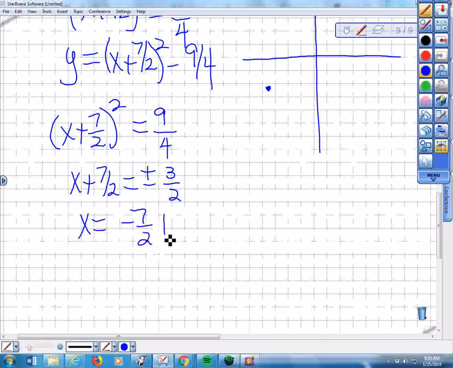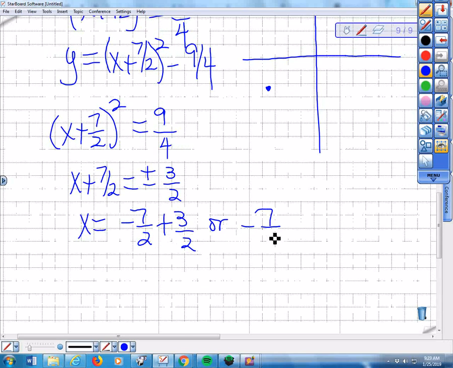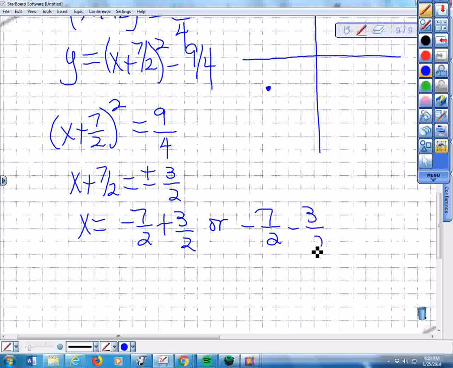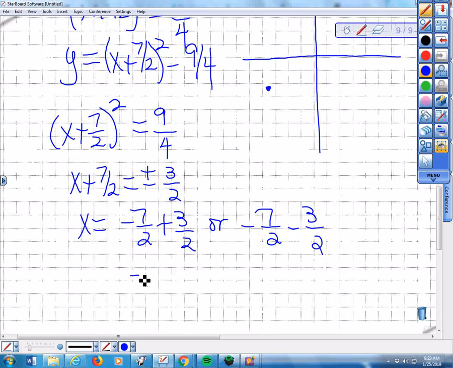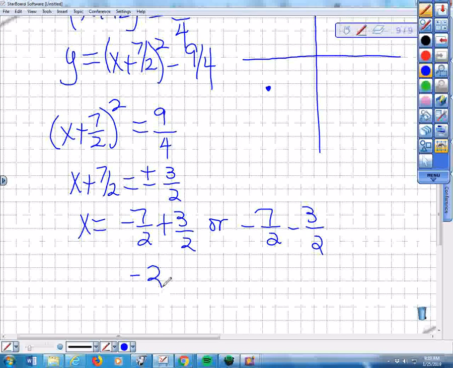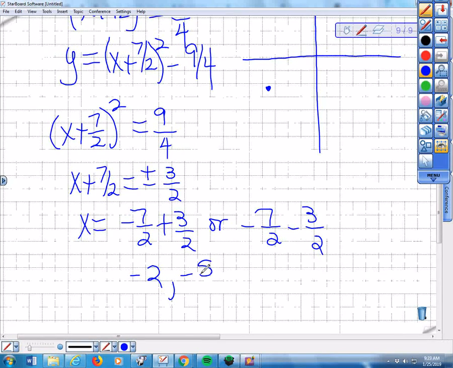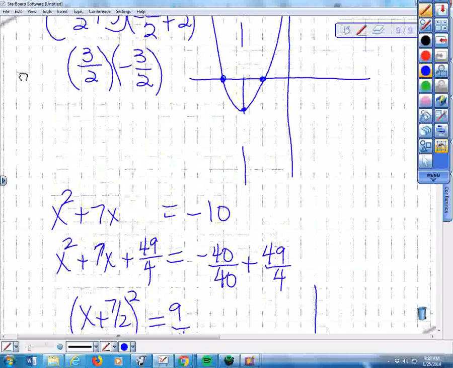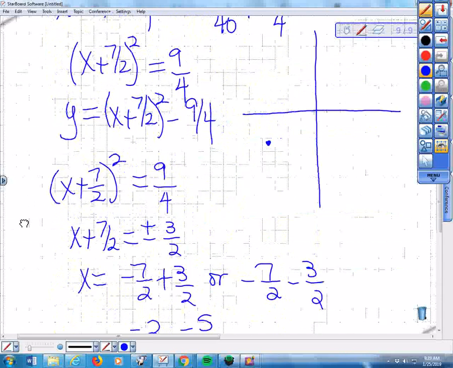-7/2 plus 3/2, or -7/2 minus 3/2. So -7 plus 3 is -4/2, it's -2. -7 minus 3 is -10/2, -5. Same zeros I had up here. Okay, I'm just using different ways to get to the same points.